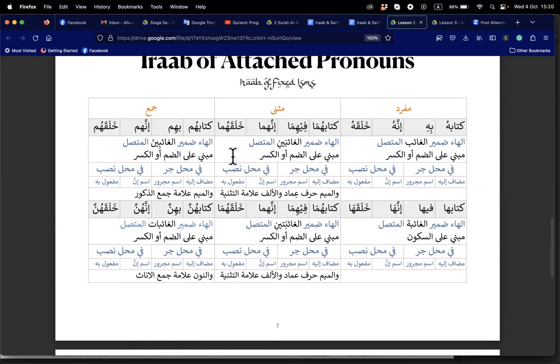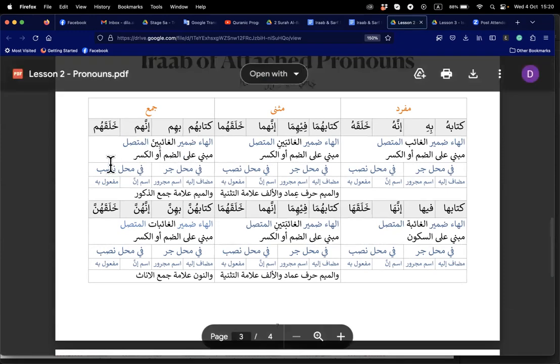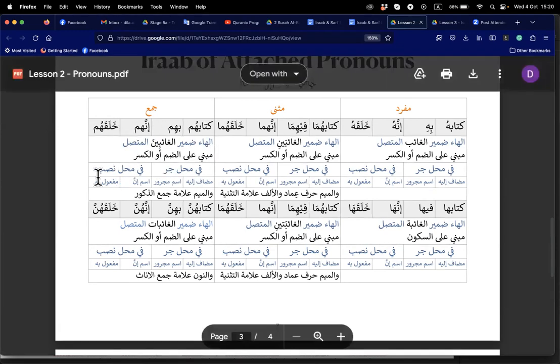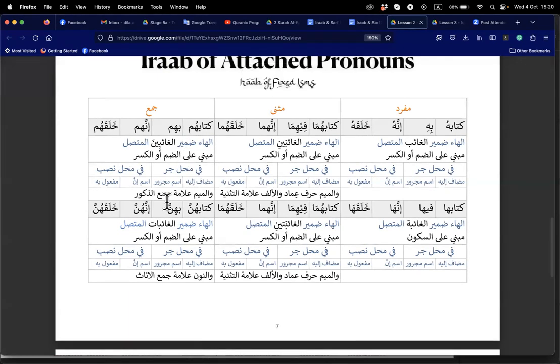Okay. Again, hum, all the same, hum and him. This is dameer muttasil, mabni ala al-damm or mabni ala al-kasr, and then fi mahalli jarr or fi mahalli nasb, and then that's the role. Okay, so what kind of word? Status, role. Okay, and then same thing here for hum. The meem is your sign of jam', plural masculine.